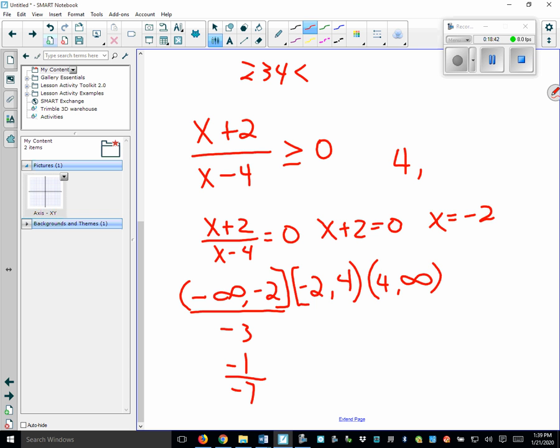Agreed? Yep. What do I use for the middle one? 0. 0 gives me 2 over negative 4. Is that greater than 0? No. And here I'm going to use 5, which gives me 7 over 1, and that one works.